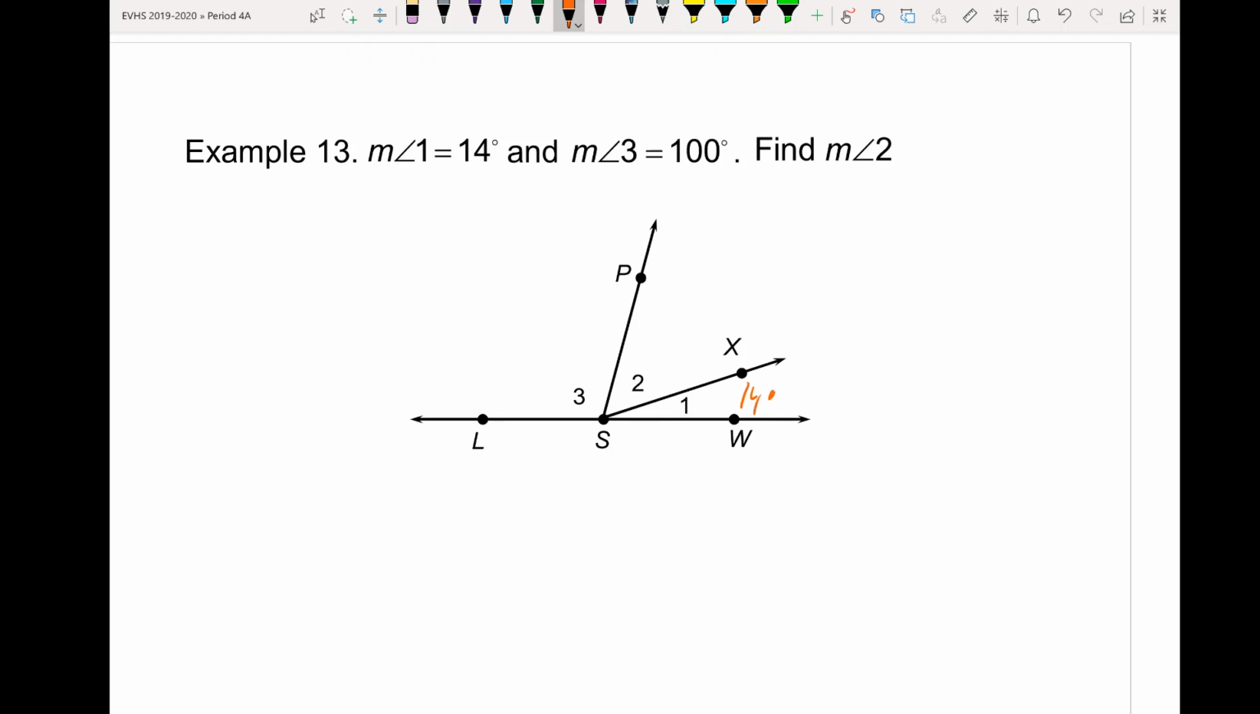Measure of angle 1 is 14 degrees. Measure of angle 3 equals 100 degrees. How am I going to find the measure of angle 2? 100 plus 14. Subtract that from 180.